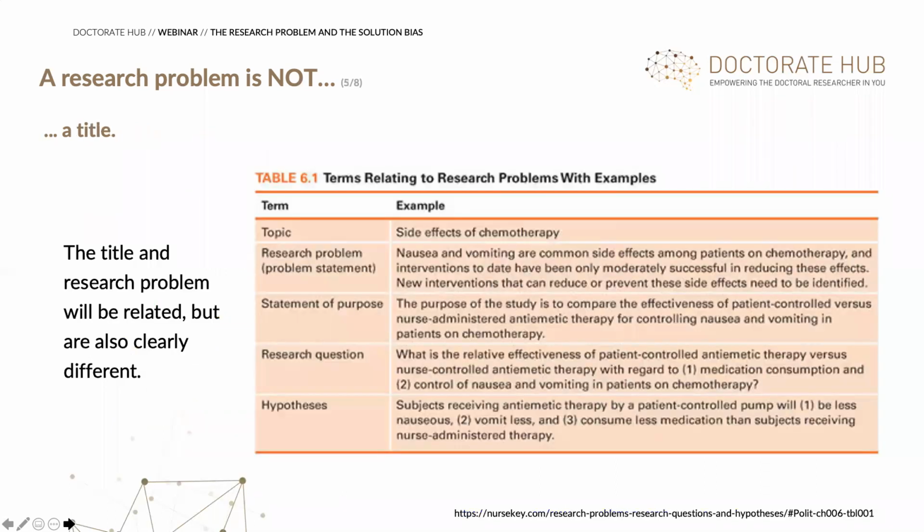And a research problem is also not a title. If, for example, a title is side effects of chemotherapy, then the problem to that would be, for example, patients on chemotherapy and interventions that have been only moderately successful in reducing these effects. Now, the title definitely gives an outline about what the problem is, but it shouldn't be framed as a title.